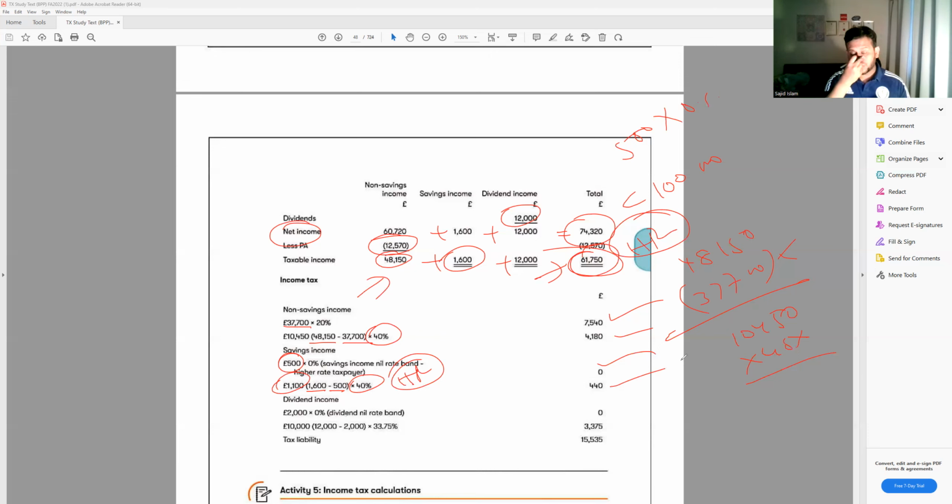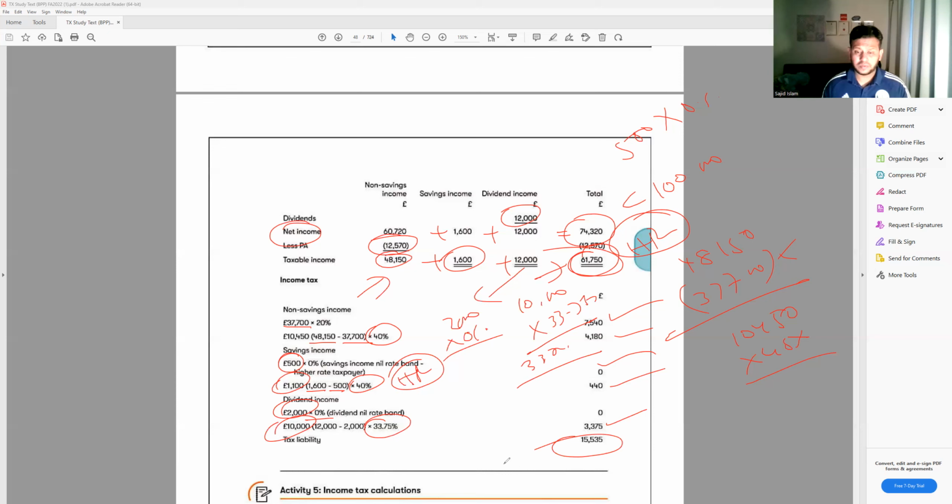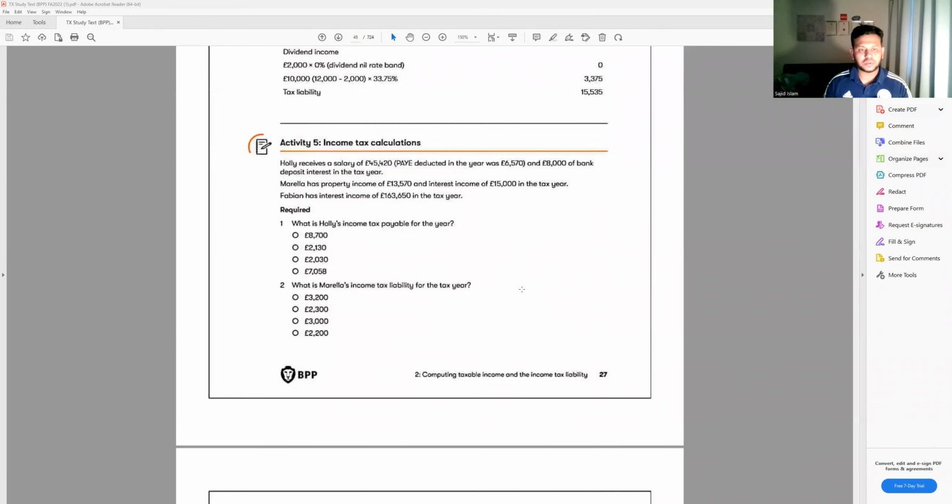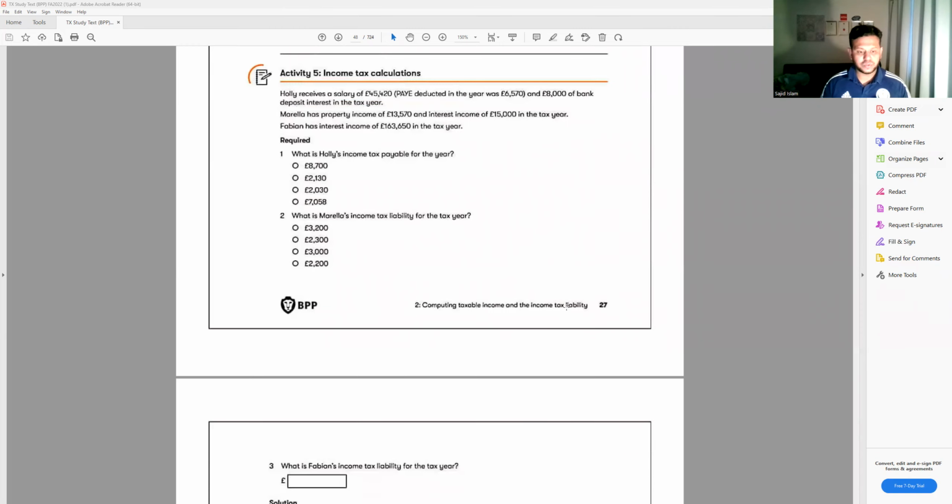And the dividend. Dividend is quite simple. The first 2,000 is always free, so the first 2,000 is always zero rated. And the rest of the 10,000 will be at the higher rate. The higher rate is 33.75%. So multiply by 33.75%, and that gives me 3,375. So you can see the first 2,000 is free, and the rest of the 10,000 is at 33.75%. So my tax liability is 15,535. Quite simple. All right, let's move on to the next one. Let's have a look. What is the next one we have? The next one here is one question, Activity 5. Let's try to do this one.